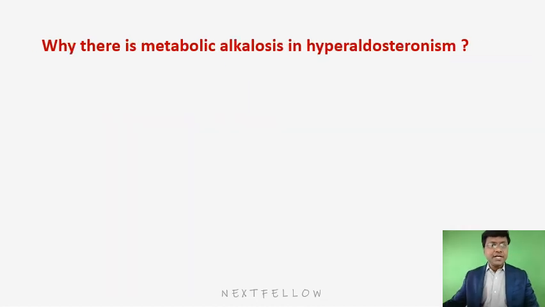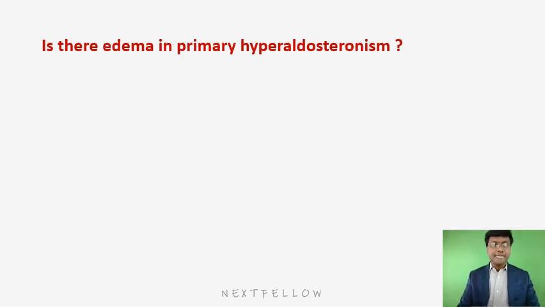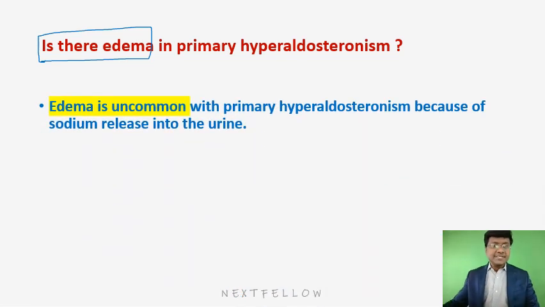Next. Now, why is there metabolic alkalosis in hyperaldosteronism? Please remember, in patients with hyperaldosteronism, there is excretion of H+, which is acidic in nature. So due to excretion of H+, these individuals will develop metabolic alkalosis, right? The pH will be increased in patients with hyperaldosteronism. Then, is there edema in primary hyperaldosteronism? The answer is no. Edema is uncommon with primary hyperaldosteronism because of sodium release into the urine.